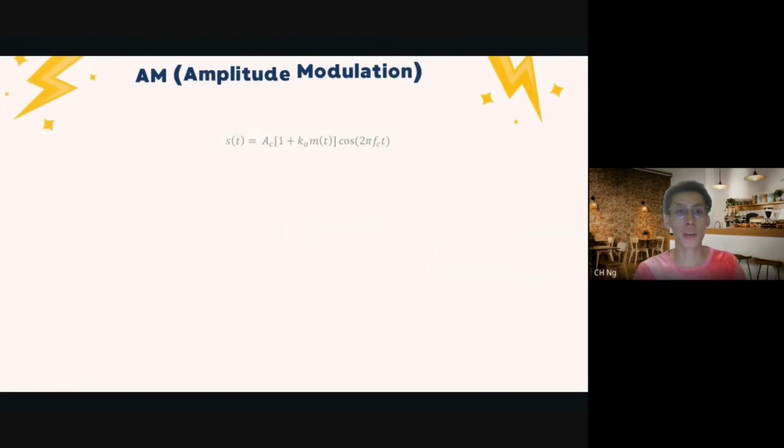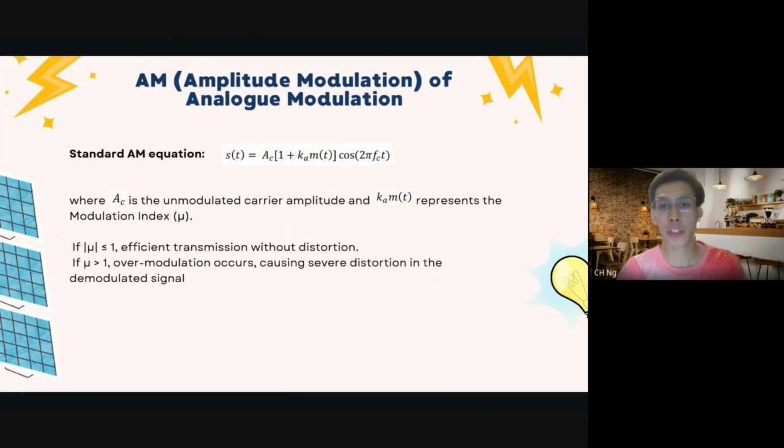So let's go to section 1, analog modulation. AM, amplitude modulation, of analog modulation. This is the standard AM equation, where this is the unmodulated carrier amplitude, and this represents the modulation index. If modulation index is lower than or equal to 1, efficient transmission without distortion. If it is more than 1, over modulation occurs, causing severe distortion in the demodulated signal.